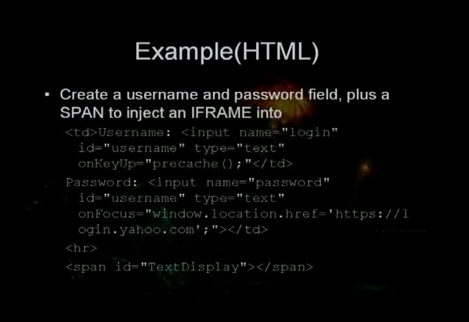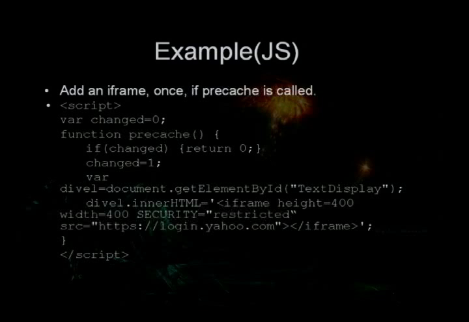The code is really straightforward, though. We have a username field that runs the pre-cache function. We have a password field that, as soon as it's focused, switches the page over. And we have a span called the text ID. Excellent. Looks like we're actually getting a video for the other side. This pre-caching is a singleton. It'll only run once. You only want to be launching that iframe once. You don't want to fill the page with it. All it does is go to the text display, the little span, and throw in an iframe.